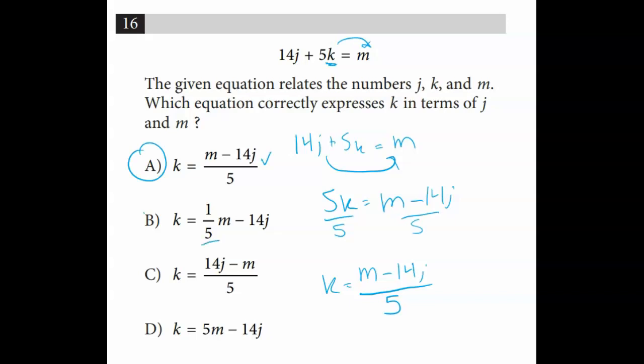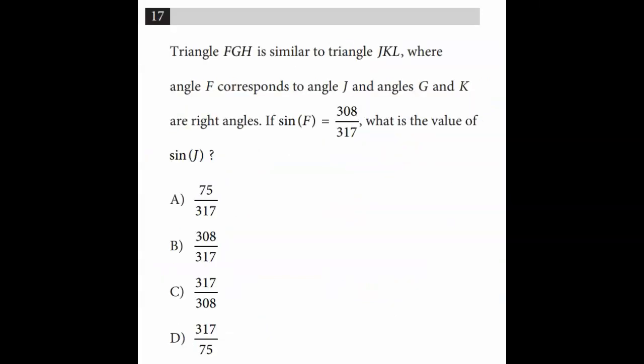This one is wrong. Divides only one side by 5, m not the 14. C is wrong because it's going to be a negative 14j and a positive m. And then D is wrong because once again, it multiplies the m by 5, which is just totally wrong. So A is the only answer choice for number 16. All right, number 17.